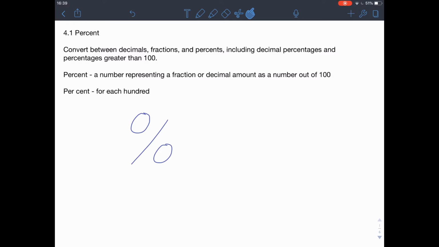So percents are a number that represents a fraction or decimal amount as a number out of 100. And if we take the word percent and break it down to its roots, we have per and cent, which just translates directly into for each 100. And that makes sense. Our little symbol for a percent kind of looks like you take the number 100, grab the 1 off of it, and slant it sideways in between the 2 zeros of 100.